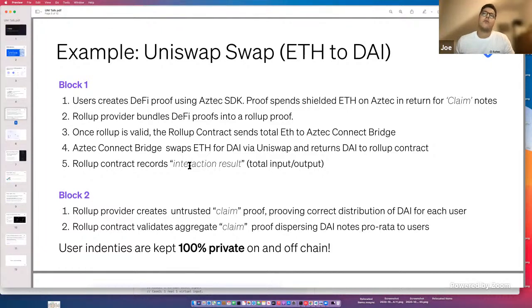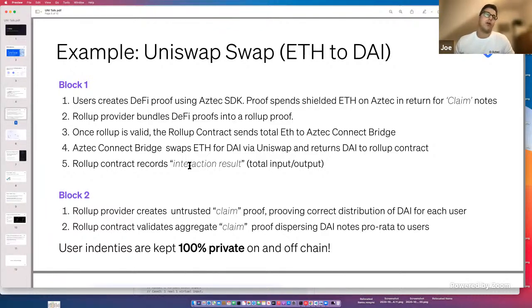So as an example, if I put in 1 ETH and someone from Aztec, Charlie, also put in 1 ETH, I'm going to end up with a claim note worth 1, and Charlie's going to have a claim note worth 1. And if we get back 4,000 DAI, exchange rates are quite bad, obviously, we both would be entitled to 50% of that. So that's what the claim process does. But as I said, this happens all automatically by the rollup provider, and there's no need for the user to do anything.